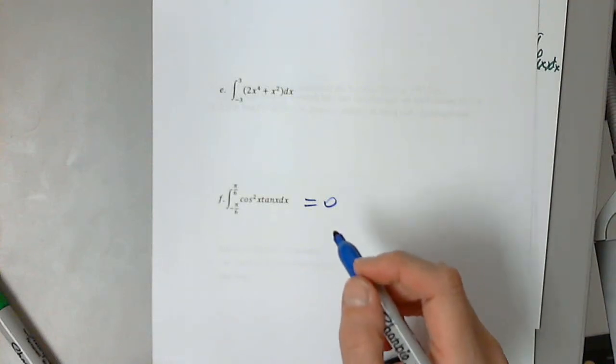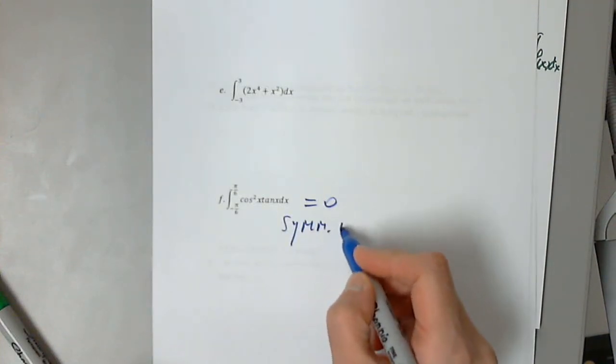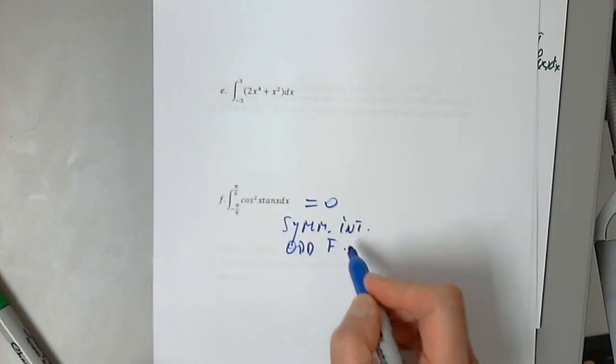Now I see that the interval is symmetric, and I would like to check whether the function is odd or even. What do you think? Yes. Every time I see tangent, not tangent squared, tangent by itself times an even function, the function is always odd. Since it's an odd function, I will have to write that this is 0, and I have to write why: symmetric interval, odd function.